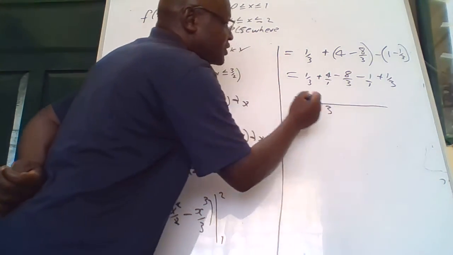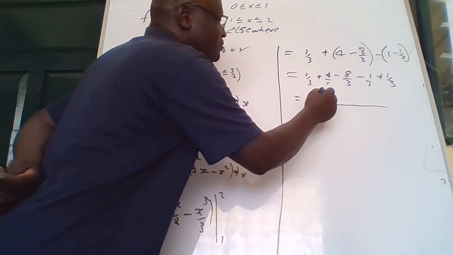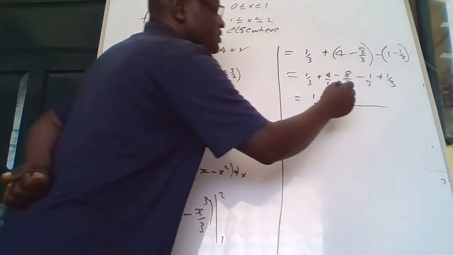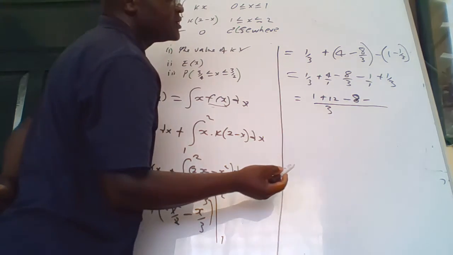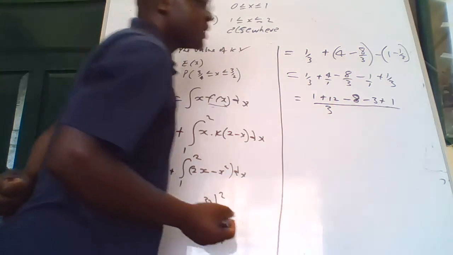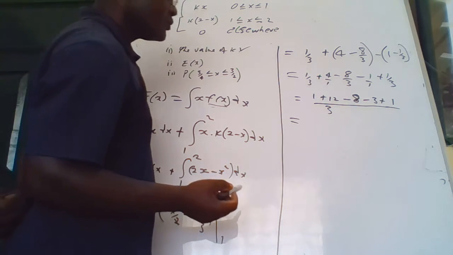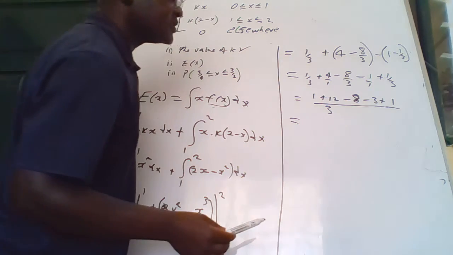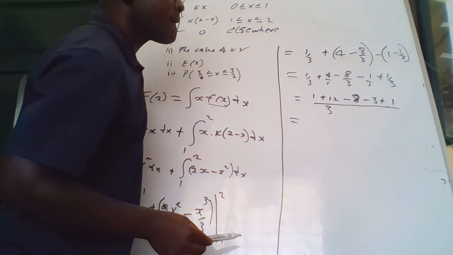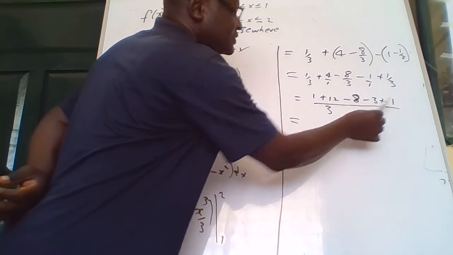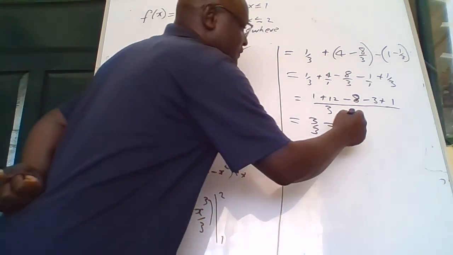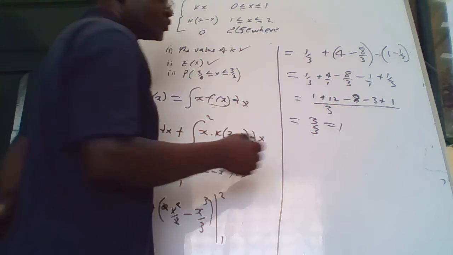The LCM is 3. 3 goes into 3 once, we have 1, plus 1 into 3. 3 times 4, we have 12. Minus 3 goes into 3 once times 8. Minus 1, here 3 times 1, 3, plus 1. So this equals 12 minus 8, we have 4. 4 plus 1, 5. 5 minus 3, 2. 2 plus 1, 3. 3 all over 3, which equals 1. So the mean equals 1.